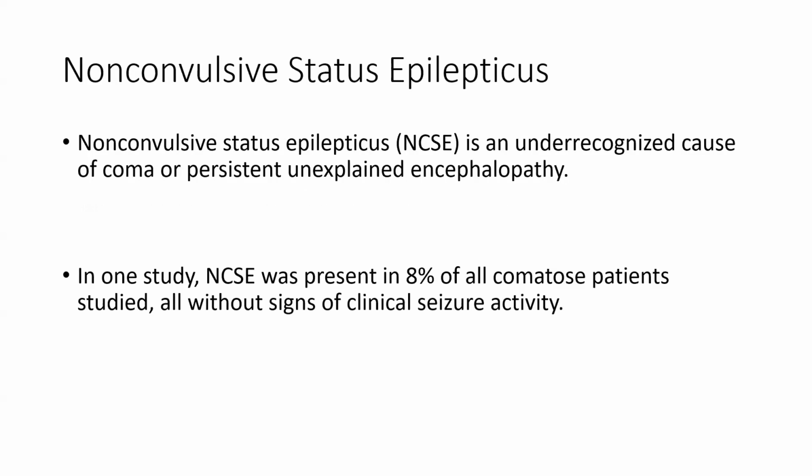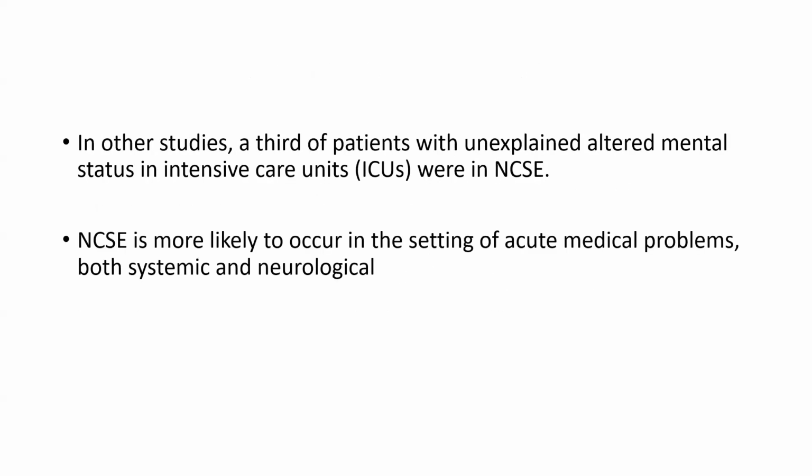Now, the next type is non-convulsive status epilepticus. This is an under-recognized cause of coma or persistent unexplained encephalopathy. In one study, non-convulsive status epilepticus was present in 8% of all comatose patients studied without signs of clinical seizure activity. In other studies, a third of patients with unexplained altered mental status in the ICU were in non-convulsive status epilepticus.